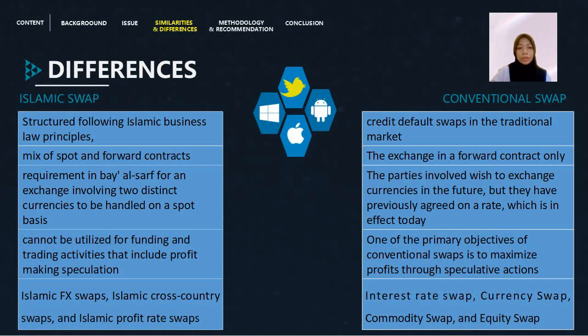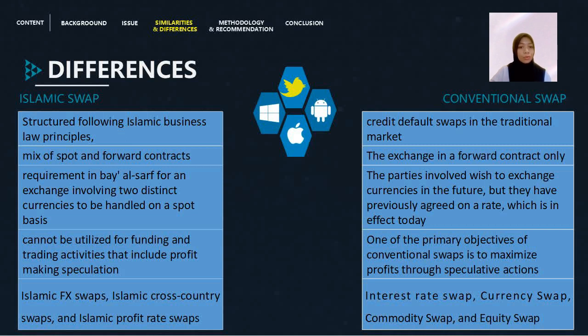Meanwhile, for the conventional swap, the exchange in a forward contract only happens once. The party, for example, wishes to convert USD to Malaysian Ringgit. The forward contract will expire after the USD to Ringgit exchange. In a forward contract, the Ringgit will not be converted back to USD.